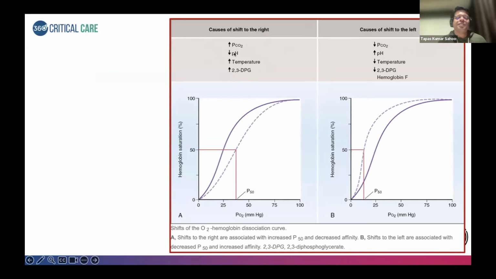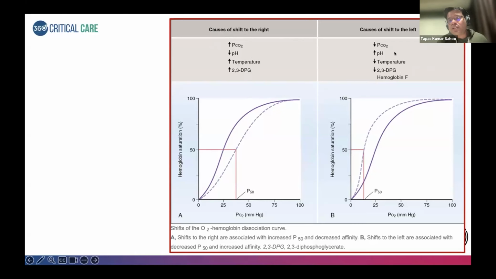Now, to the right, try to remember these four things. PCO2 if it will be high, pH if it would be low, that means acidosis, then hypercarbia or hypercapnia, increased temperature, that means hyperthermia, and increased 2,3 DPG. These are the four things that we have already read during our physiology, MBBS days.